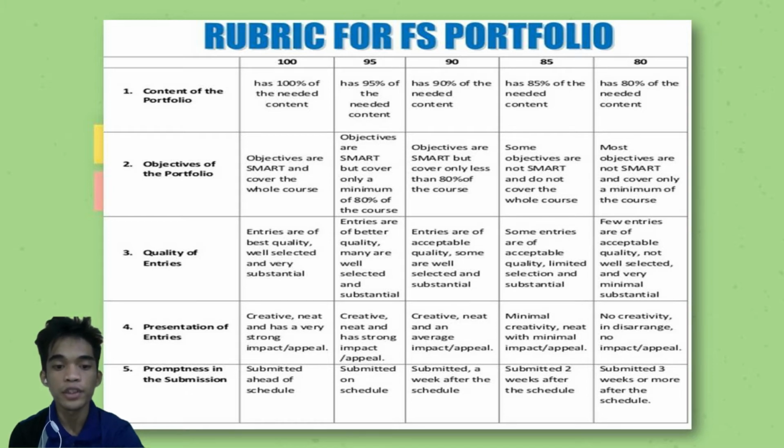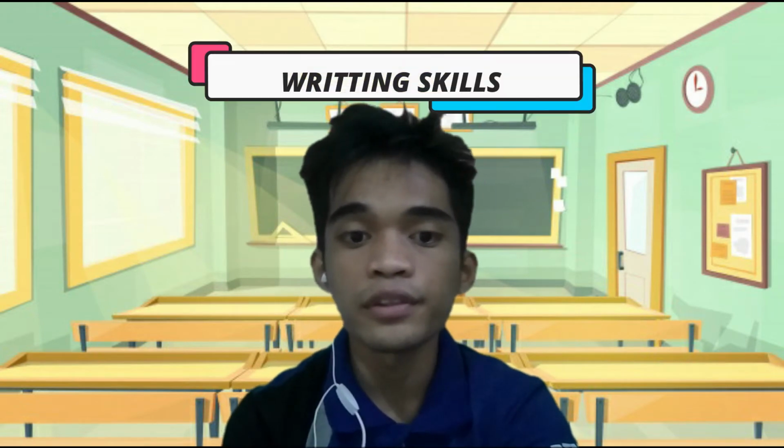Number 4, presentation of entries, on how clean the presentation is. And number 5, of course, the promptness of submission, or whether the deadline was met or ahead of time. So that's how the rubric for the study portfolio is criticized. So in short, checklist, rating scales, and rubrics are tools that state specific criteria and allow teachers and students to get information. And also, these tools can make judgments about what students know and can do in relation to the outcomes given.